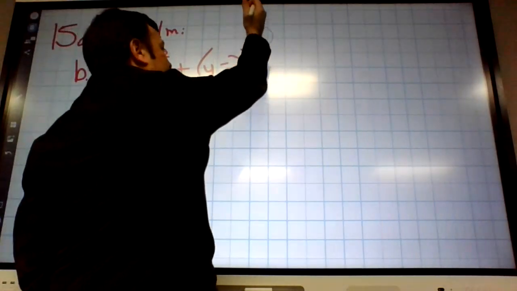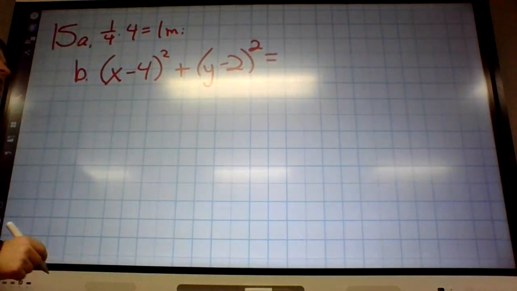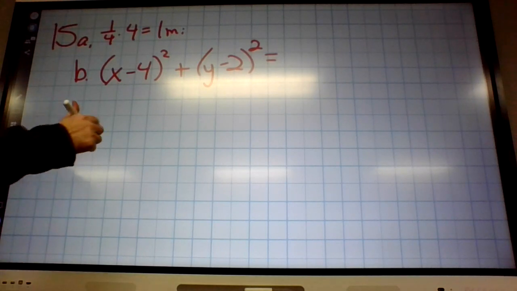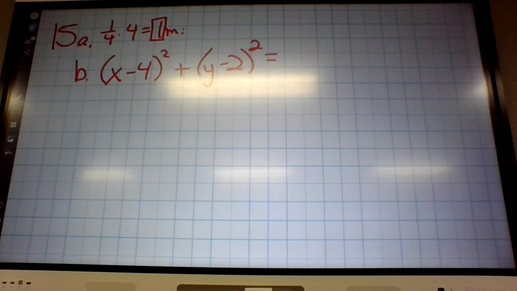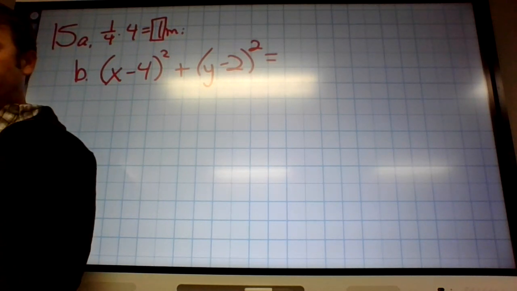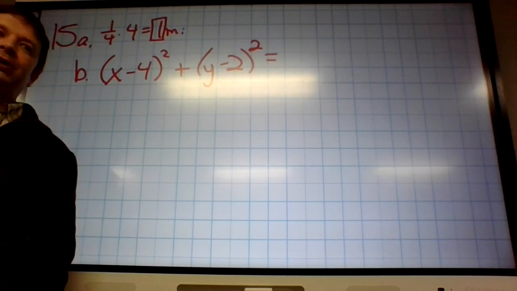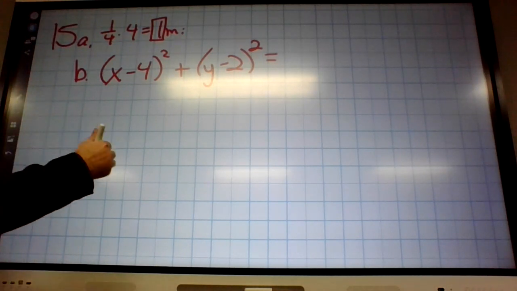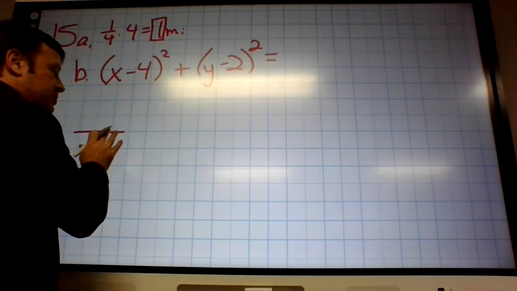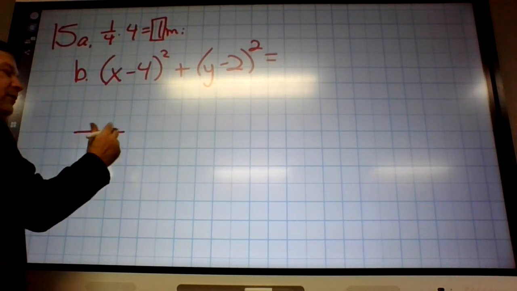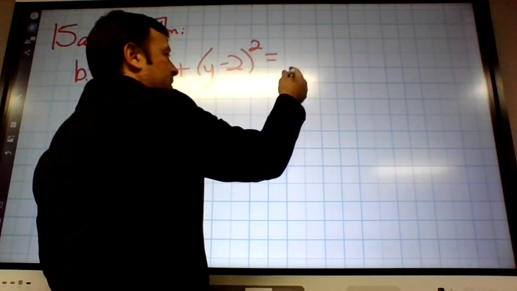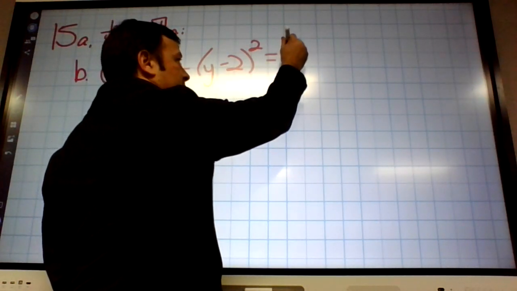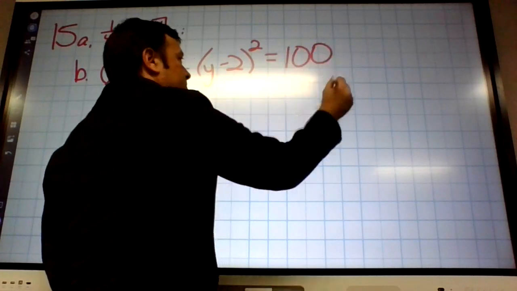Okay, now, this next part is kind of tricky. So we need to put the radius squared. The radius is 1 mile, but it says at the end of that paragraph that on their map, each square represents 0.1 miles. So if the radius is 1 mile, but each square is 0.1 miles, then how far is the radius? 10 squares. So radius is 10, what am I going to put here? 100.